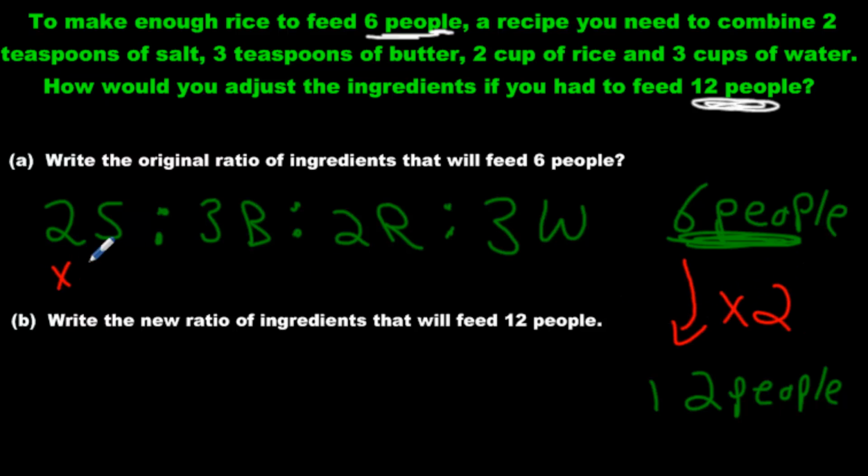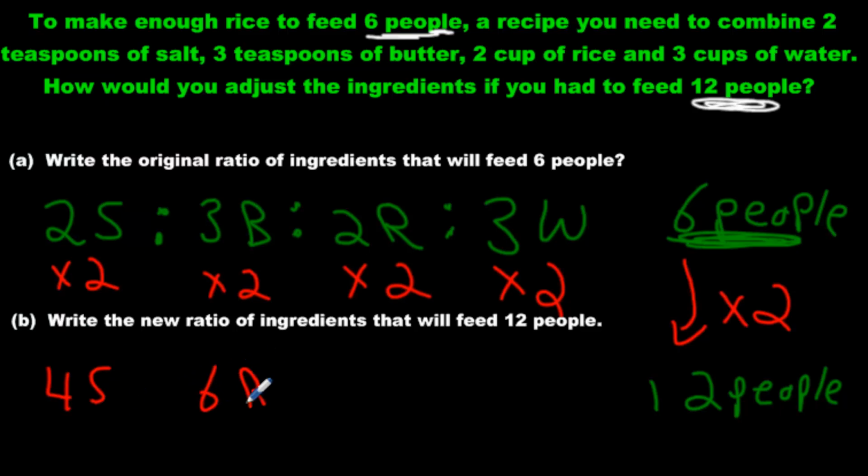So we have to times this by 2, times that by 2, times that by 2, and this one here to make an equivalent ratio. That'll make us 4 salts, 6 butters, 4 rice, and 6 waters. And put those dots in.